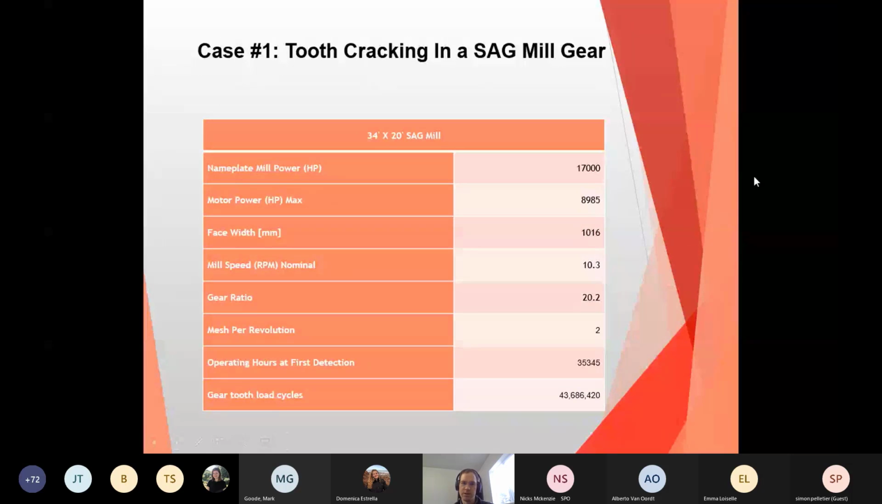So here's a quick example of SAG Mill gear. The nameplate power on this gear is about 17,000 horsepower, so it's not a small piece of equipment. And up until the failure, there were about 43 million load cycles. There's about 35,000 hours of life on this gear. Most of the gears are designed for 219,000 hours of life. So this was quite early on in this gear's life where it started to develop failures.